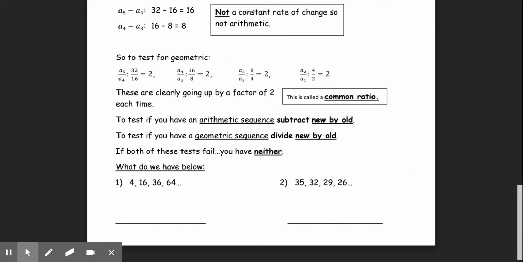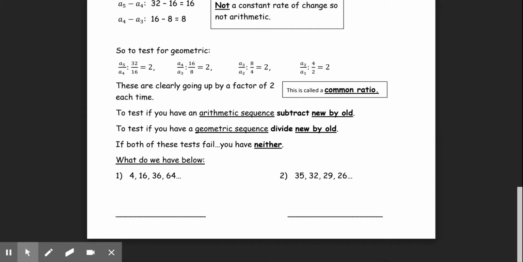To test if you have an arithmetic sequence, you're going to subtract the new from the old. To test if you have a geometric sequence, you're going to divide the new by the old. If both of these tests fail, you have neither. So let's take a look at problem number 1.